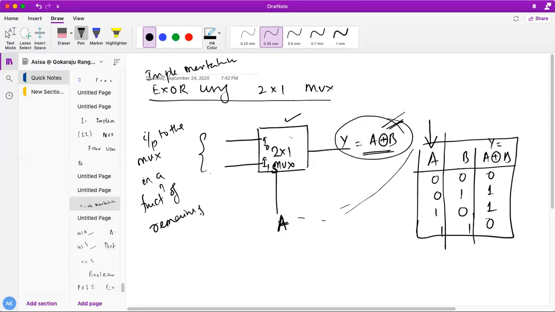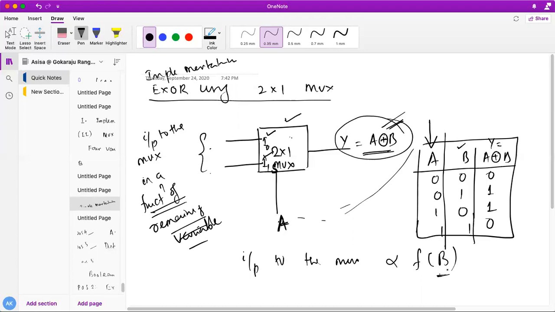What is the remaining variable after connecting A to the select line? B is the remaining variable. So what you have to do is find out the inputs to the mux as a function of the remaining variable. The input to the mux must be found as a function of B.